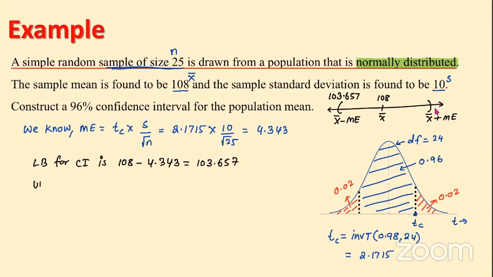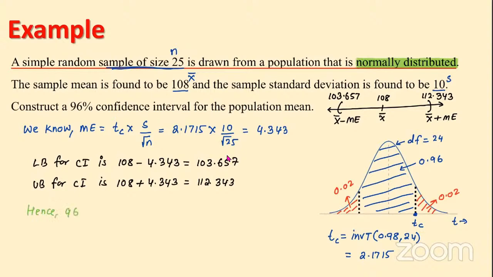Similarly, let's find this upper boundary here. The upper boundary for the confidence interval is the point estimate in the middle plus the margin of error. That is 108 plus 4.343, which is equal to 112.343. So the upper boundary is 112.343. With this, we are able to determine the confidence interval. We are asked to write that 96% confidence interval. Now we can write it down here.